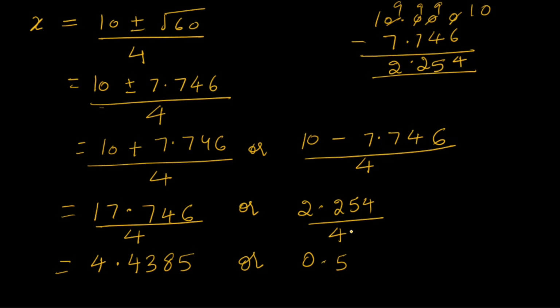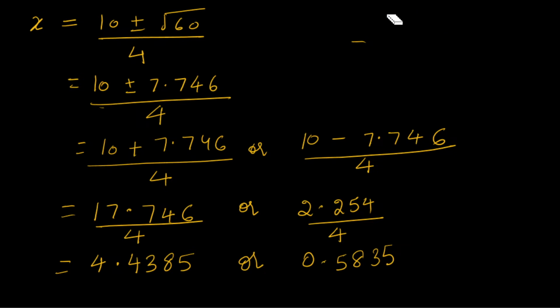22. Then 25. Just check the calculations. I don't see any responses. I got two values of x. First one, I got x is equal to 4.4385, and second value I'm getting 0.5835. So is it correct? Are you all getting the same answer?